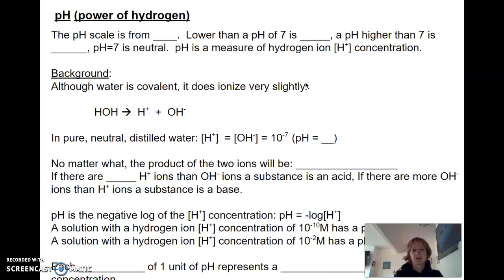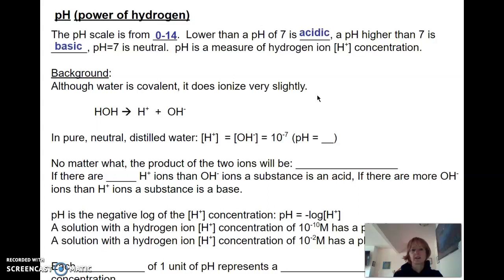So today just pH. As many of you know, the pH scale is from 0 to 14. Any pH less than 7 is an acid, and a pH greater than 7 is a base. A pH of 7 is neutral. There are a lot of things that are neutral, like water, alcohols, and sugar solutions.